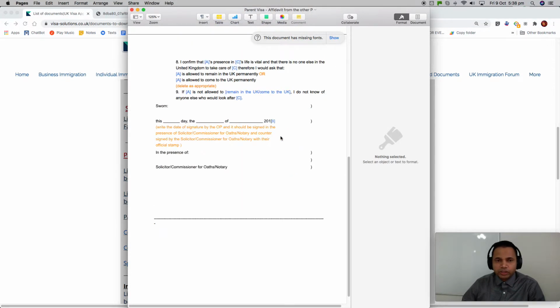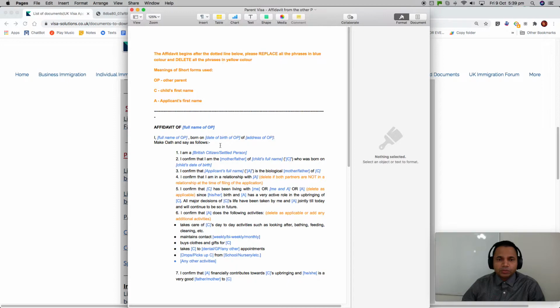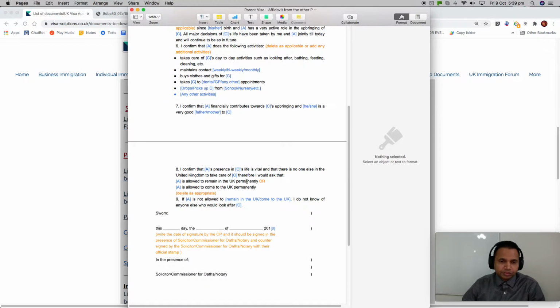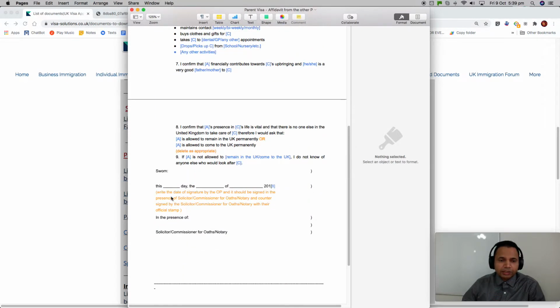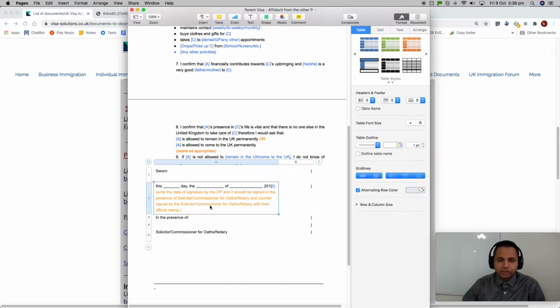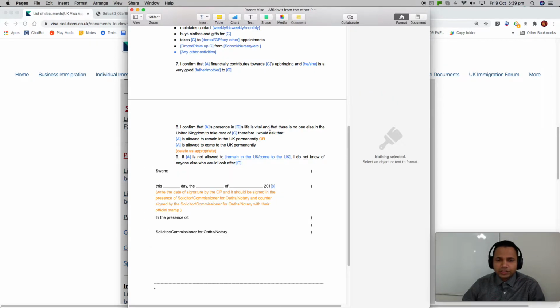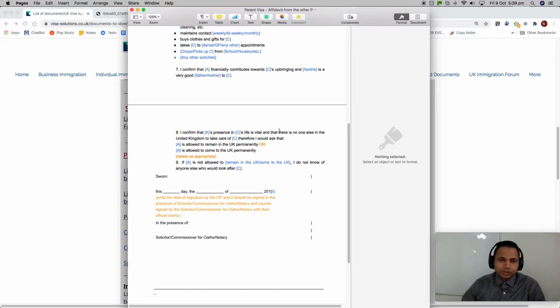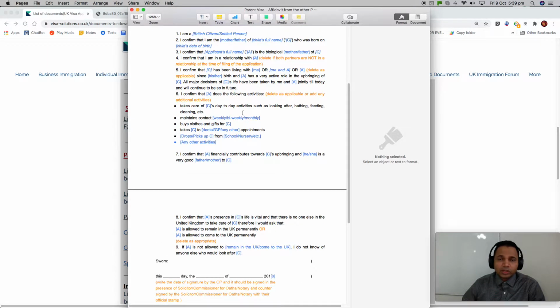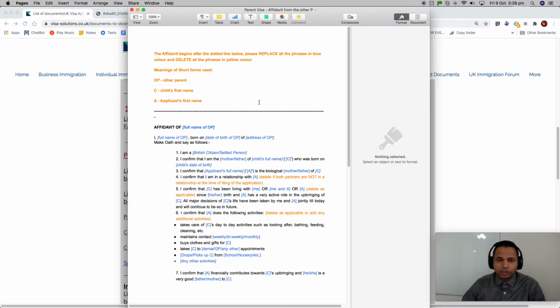All our applications have been successful. You may have to put in all your details and then get it signed in front of a solicitor usually. You can go to any high street and get it stamped by them. They may charge between 5 and 20 pounds. So you can draft it yourself. You don't need to go to any lawyer for this.